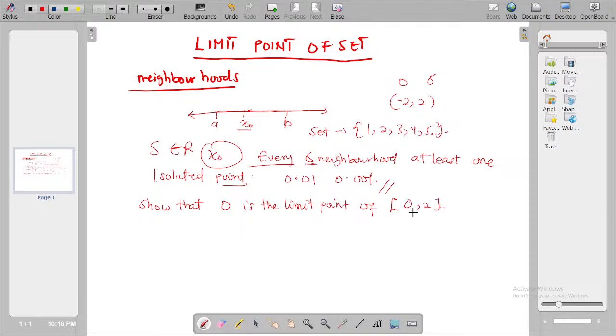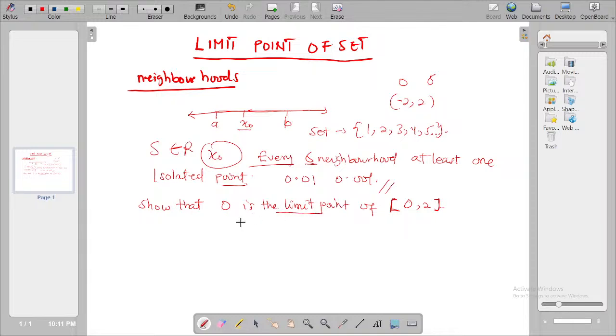From our previous lesson, you know that when I use a square bracket, that is a closed interval. A square bracket indicates a closed interval. So I'm giving you an interval from 0 to 2, and I'm asking you to show that 0 is indeed a limit point of this interval. If I want to explain limit point to you, it's any member of a set which is indeed close to its members. So that is the concept of limit points.